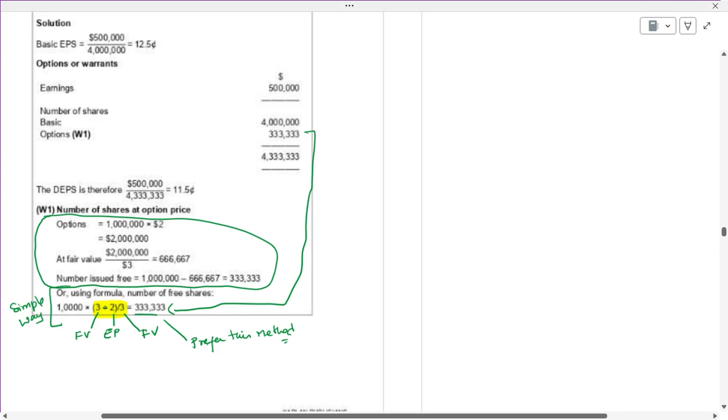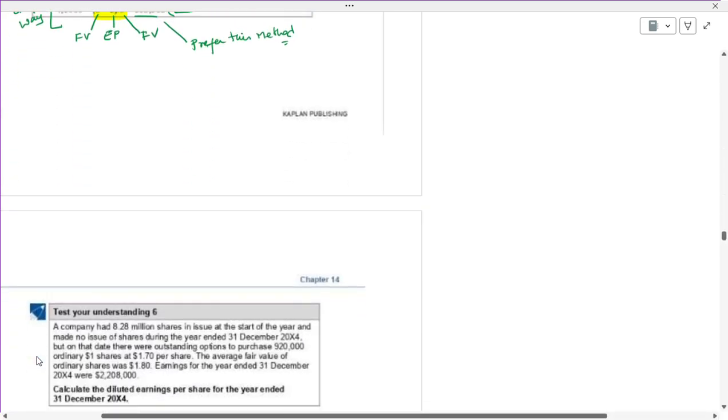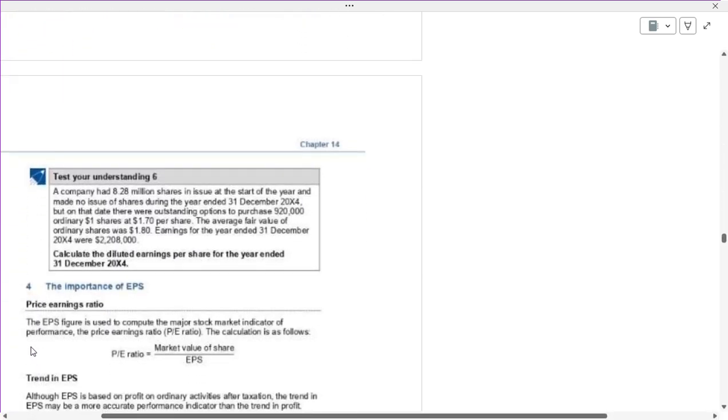What do we get? Diluted earning per share is net profit for the year divided by the total number of shares, including what? Including options. Simple one. Okay, it is not difficult as such. Is it okay about this?